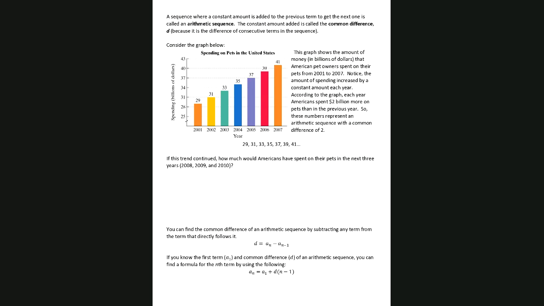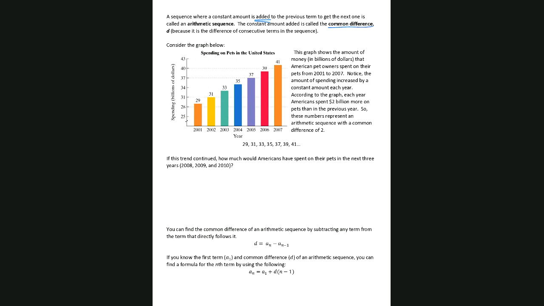So we have a couple types of sequences that we're going to talk about. The first one is an arithmetic sequence. It comes from the word arithmetic. A sequence where a constant amount is added. So the important word here is added. So a sequence where a constant amount is added to the previous term to get the next one is called an arithmetic sequence. The constant amount added is called the common difference.